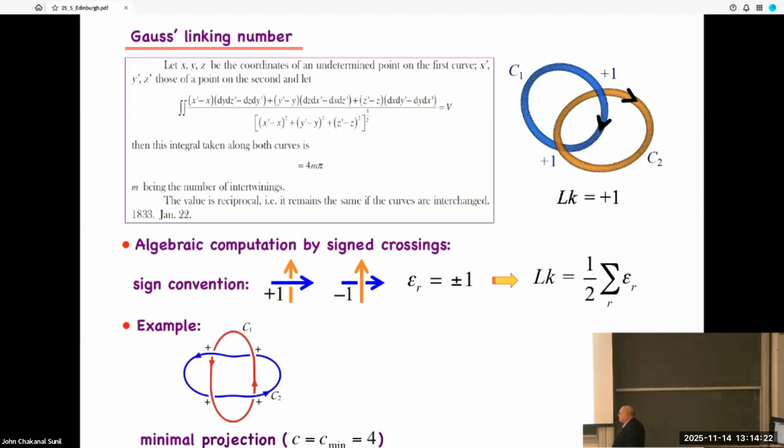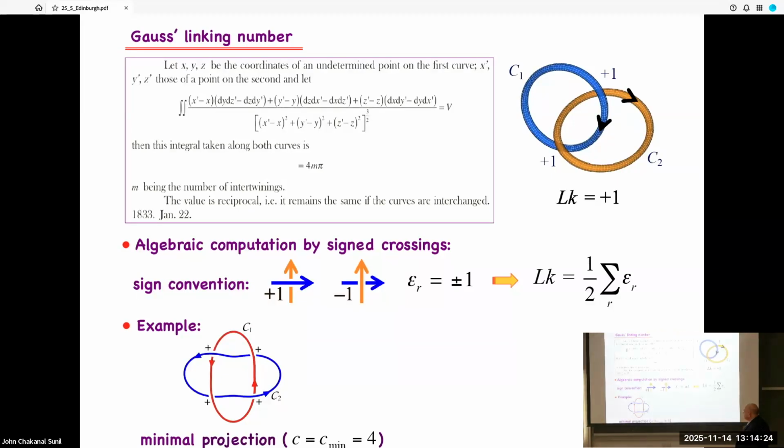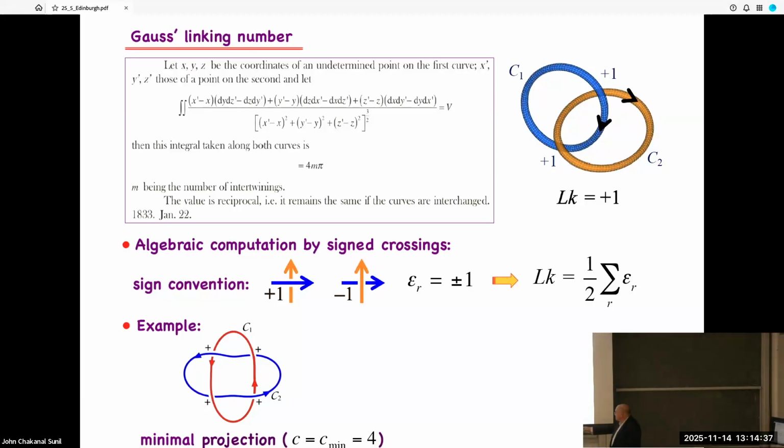For example, here are two curves that are interlinked. The minimal projection, the one you would like to choose, gives you the number of crossings you see. You use the law, and C min is 4. You compute your formula, and then you get a plus 2, as we had here, plus 1.